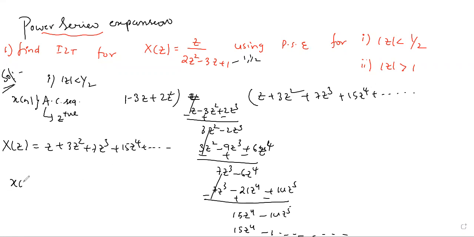From this, the inverse z transform we write directly. This is a left-sided sequence. So initially, n equal to 0 index will be 0. No constant term is there.